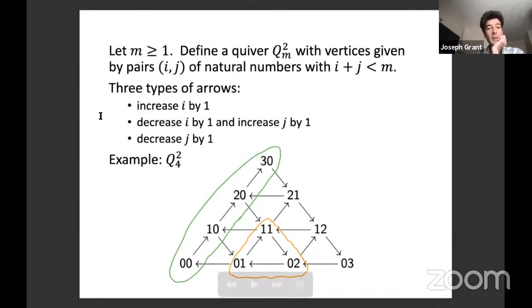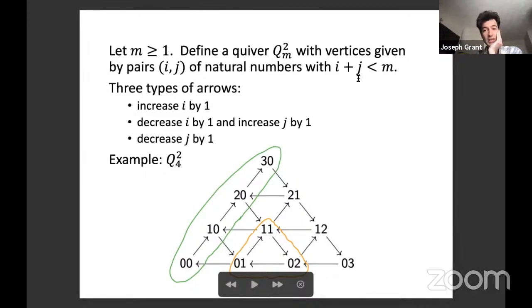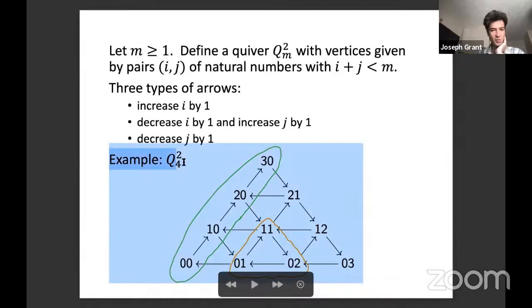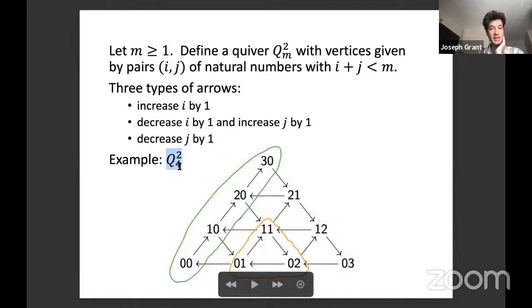Okay, so I'm going to fix some number m, and I'm going to define a quiver Q_2^m. Its vertices are going to be given by pairs of natural numbers where if you add them up, they're strictly less than m. So 0 is a natural number for me. And maybe have a look at this example first. m is 4. So I want pairs of numbers such that when you add them up, they must be less than 4. So I'm allowed to have 0 up to 3, but I can't have, say, (2,2). But I can have (2,1), (1,2), (0,3), or (1,1). And you can see all the vertices here.